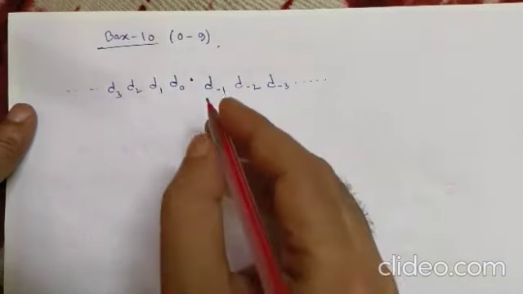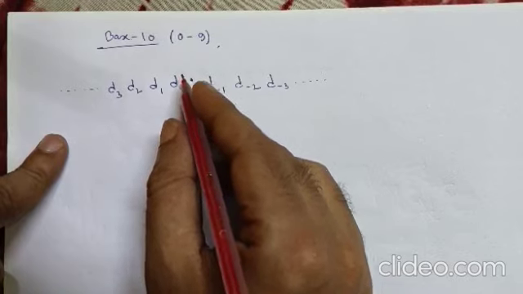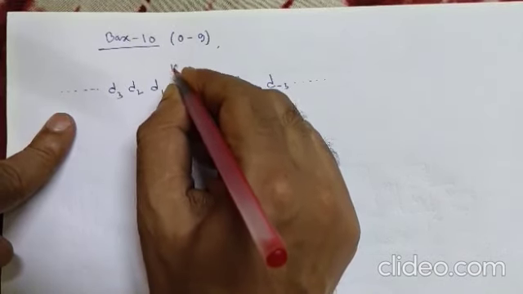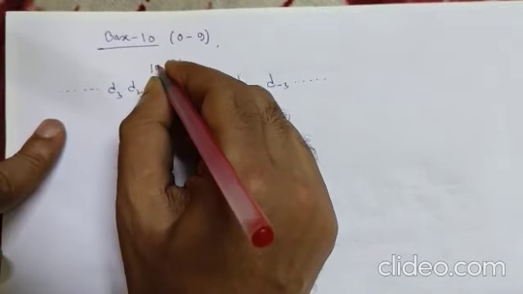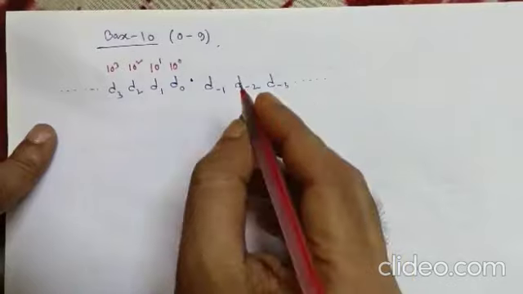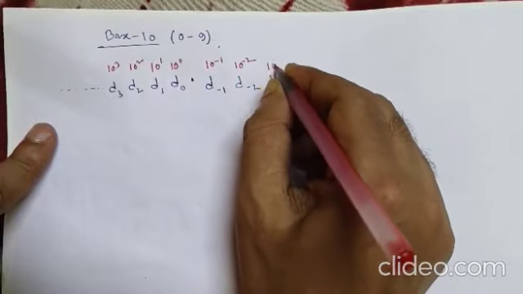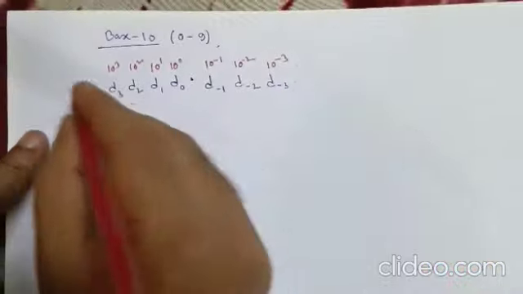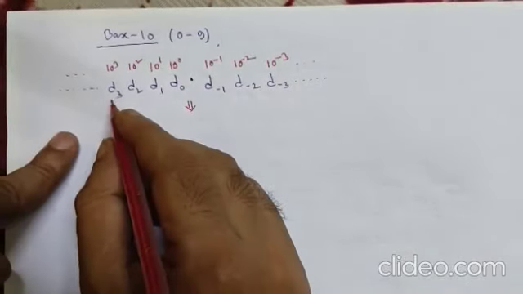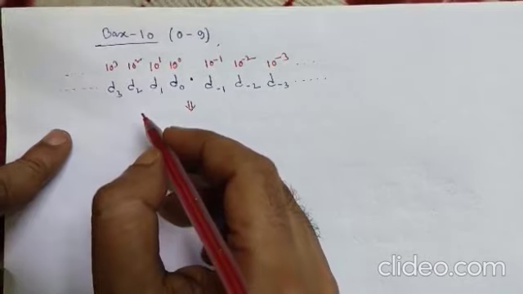Now in each position in the decimal system we have a weightage of 10 to the power 0, 10 to the power 1, 10 to the power 2, 10 to the power 3, and here we have 10 to the power minus 1, 10 to the power minus 2, 10 to the power minus 3 like this. To get the value, we should multiply the digit value with this particular positional weightage.